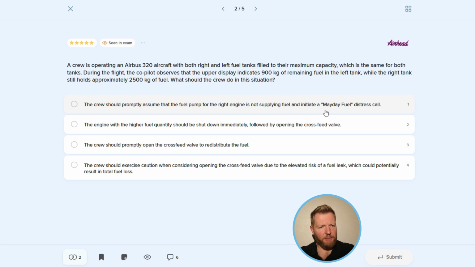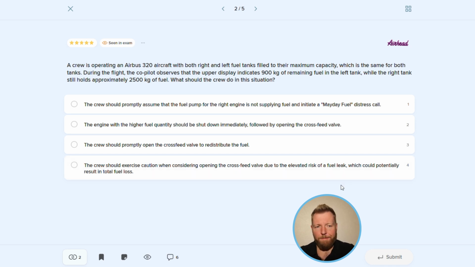The crew should promptly assume that the fuel pump of the right engine is not supplying fuel and initiate a mayday fuel distress call. The engine with the higher fuel quantity should be shut down immediately, followed by opening the crossfeed valve. The crew should promptly open the crossfeed valve to redistribute the fuel, or the crew should exercise caution when considering opening the crossfeed valve due to the elevated risk of a fuel leak, which would potentially result in total fuel loss.